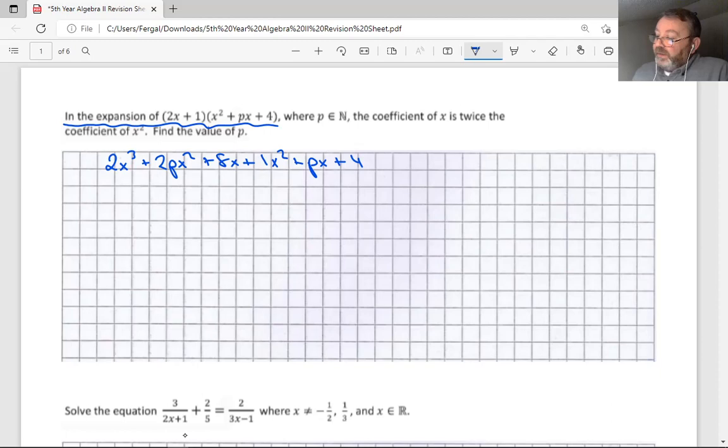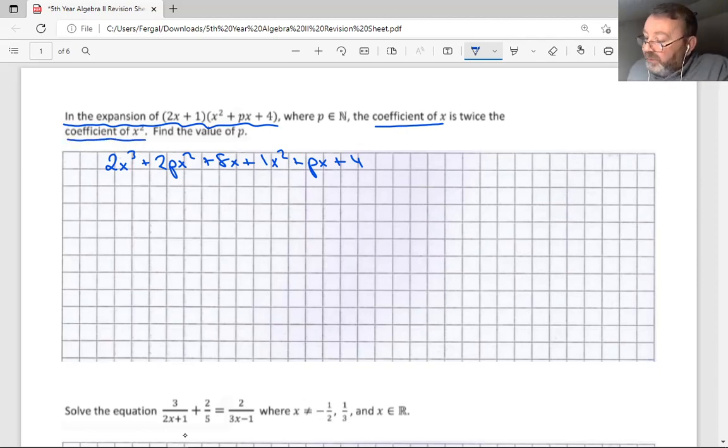Okay, now read on, because you've expanded it. The coefficient of x, if you don't know what a coefficient is, you can't go any further. The coefficient is the term that stands in front of a variable. So for example, in minus 4x², minus 4 would be the coefficient of x², etc. So the coefficient of x is twice the coefficient of x².